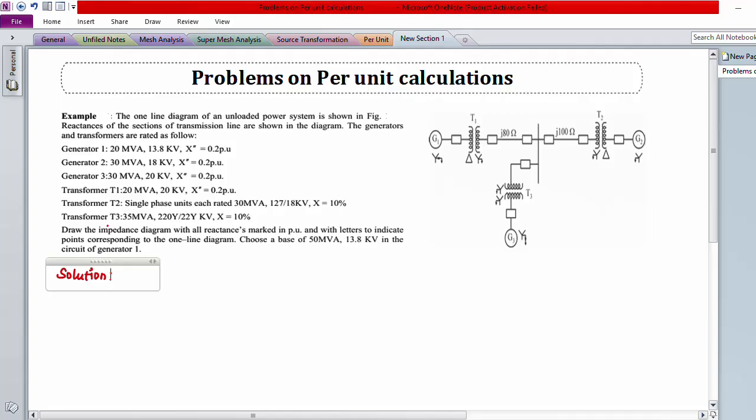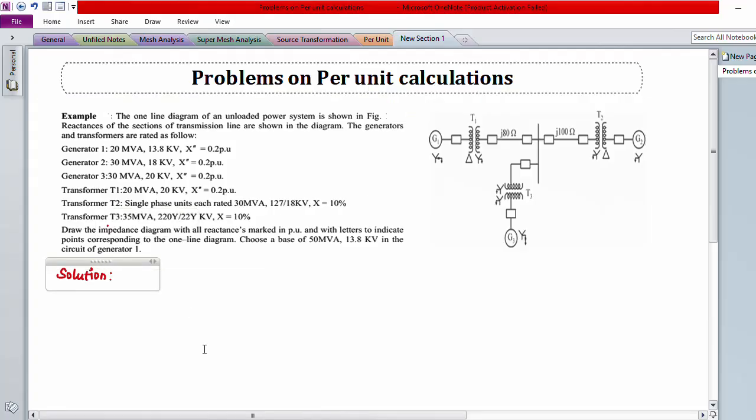So in this single line diagram, they have given the three generators, three transformers and two transmission lines. In this single line diagram, they have mentioned the transformer connections on primary and secondary side. So transformer 1 is delta-star connection, transformer 2 is star-delta connection, and transformer 3 is star neutral connection.